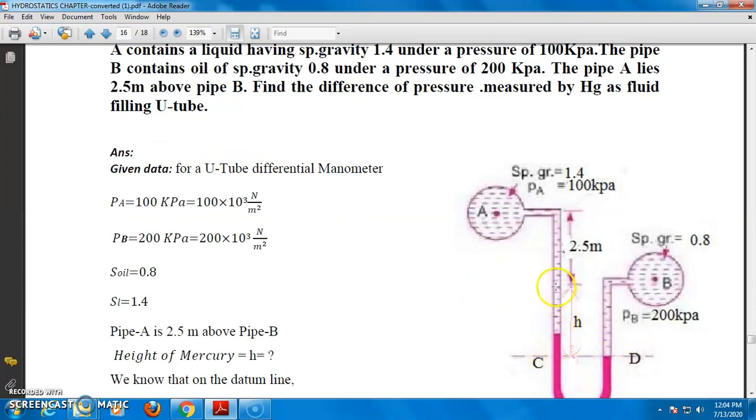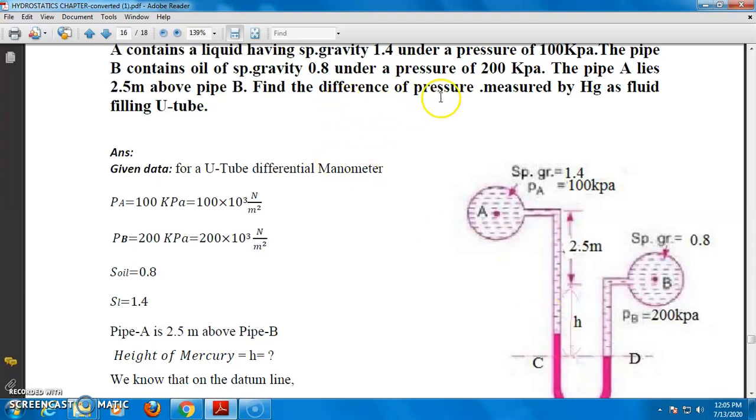This is the height of the mercury, or the difference in mercury level in the two limbs. I am repeatedly showing in the figure this much height. This is the difference of mercury level. This red color will come to here. This is the height, from here to here. This is the difference in mercury level you have to calculate.